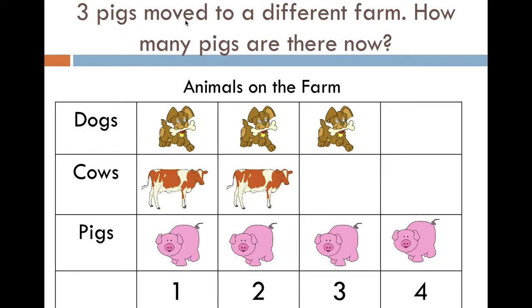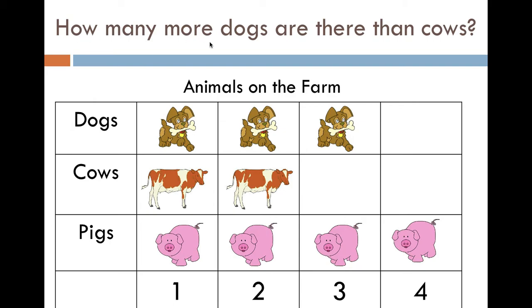Moved means they are leaving. So they're not coming, they're leaving. So that means we are going to subtract. So we have 4 pigs and 3 leave. So 4 minus 3 is 1. So we would say, to answer this question, there is now just 1 pig.